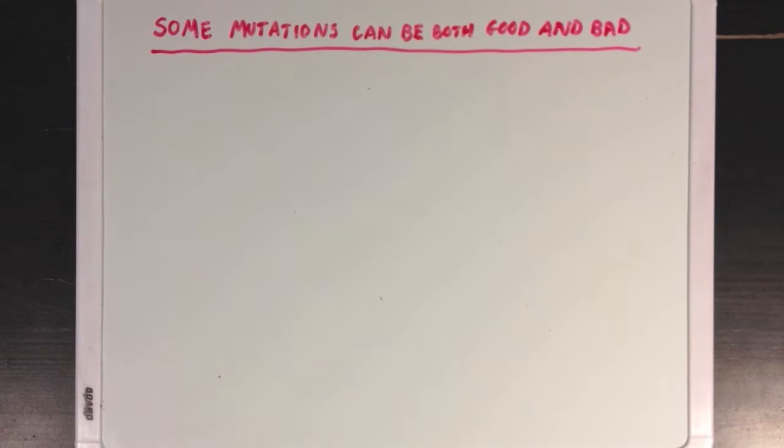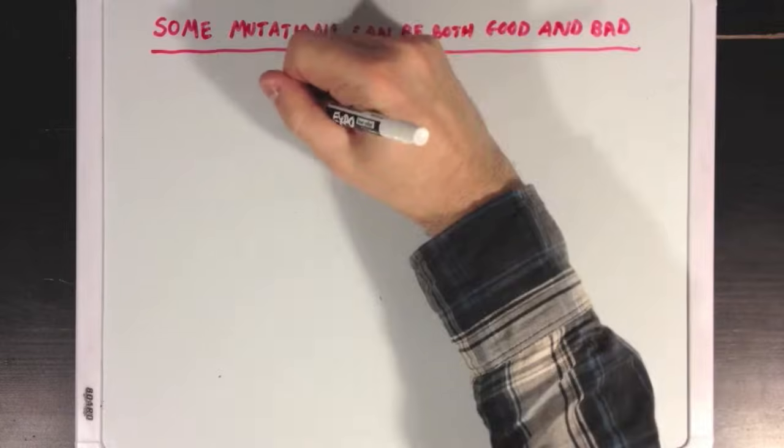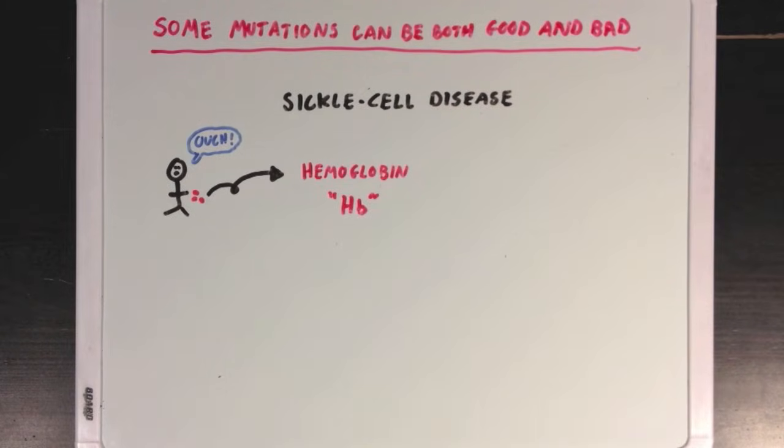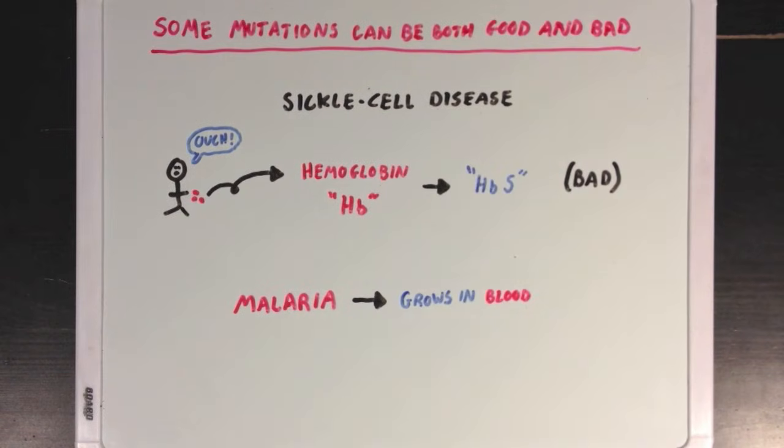In fact, there are some mutations that can cause some favorable and some disadvantageous effects. Sickle cell disease results from a mutation in a protein called hemoglobin that you'd find in red blood cells. And this mutation turns hemoglobin into a much less functional form, which we'll call HbS. And it's much less efficient at moving oxygen around the human body. But another effect of sickle cell disease is that it makes the diseased person less susceptible to malaria. Now, malaria is a parasite that grows and multiplies in red blood cells and can have a lot of nasty effects on the host organism.